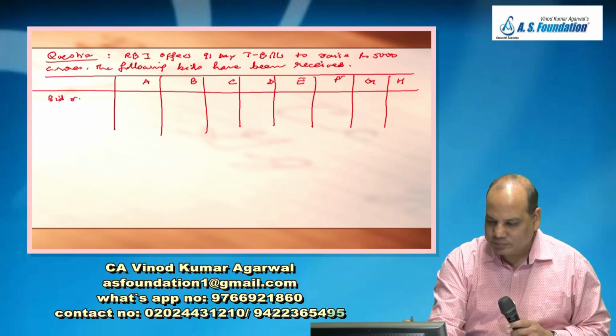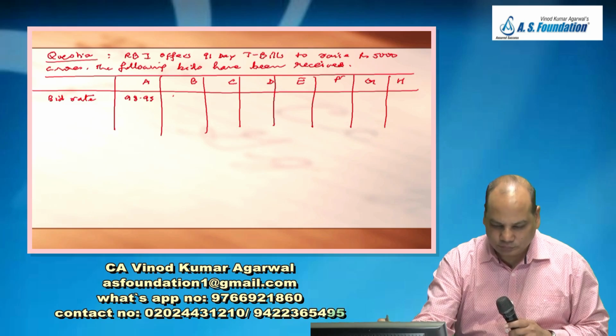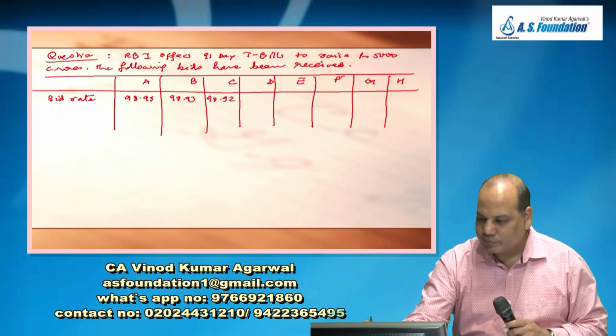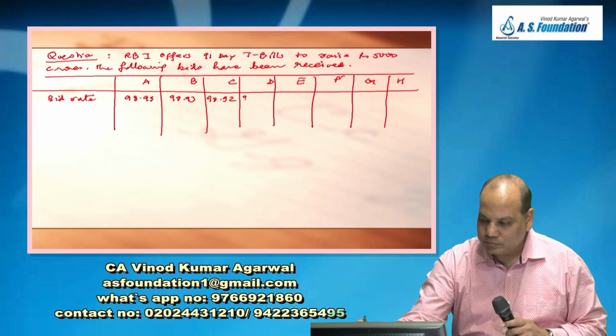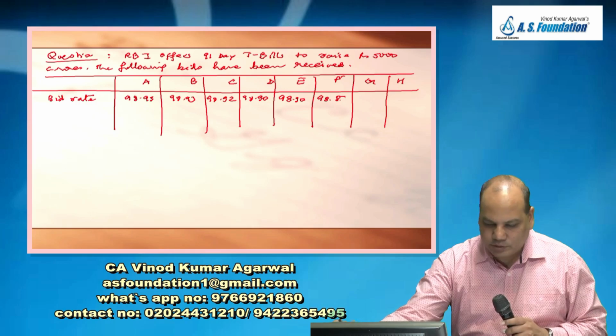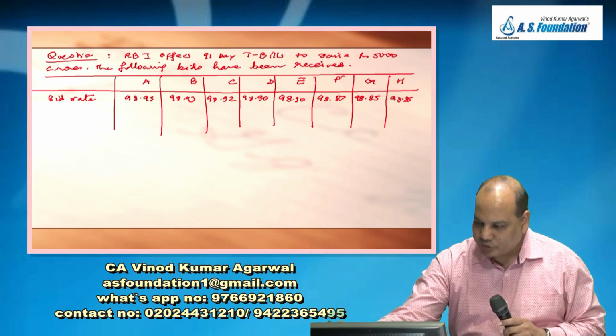Bid rate. How much is he willing to pay? 98.95. 98.93. Write carefully because they are very close. 98.92. 98.90. Again 98.90. 98.87. 98.85. 98.85.